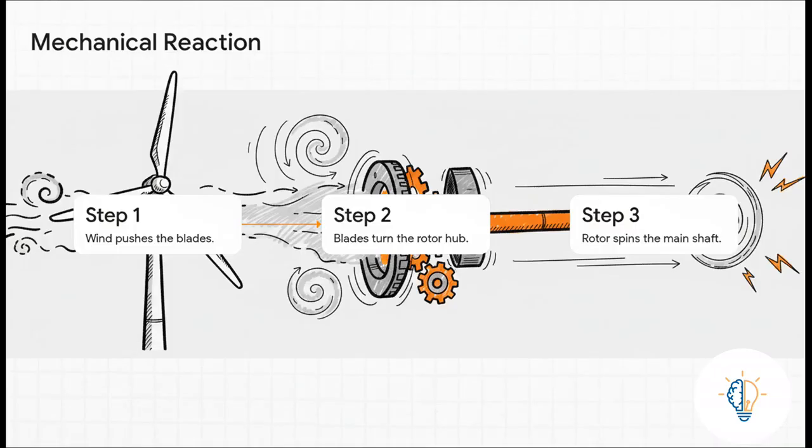And that kickstarts a really simple mechanical chain reaction. The wind pushes the blades, the blades spin the big hub in the middle, and that hub turns a long rod inside called the main shaft. And get this, the tips of these blades can be moving at over 170 miles per hour. So at this point, we've done it. We've turned the invisible force of the wind into some serious spinning energy.